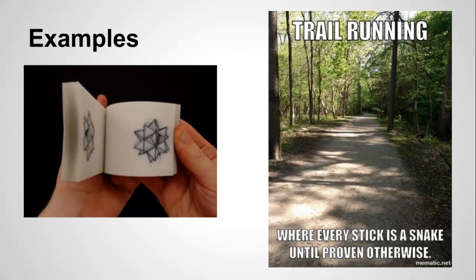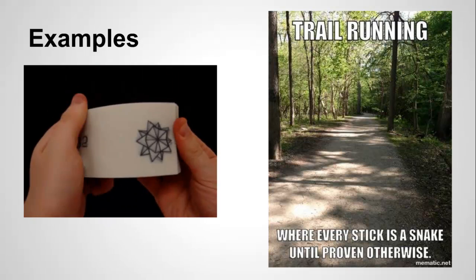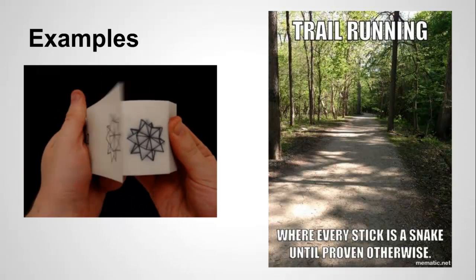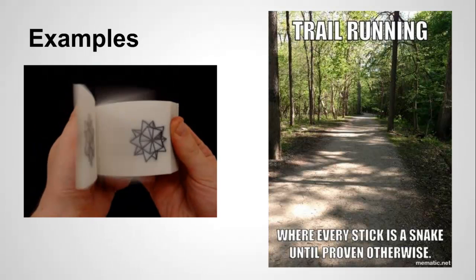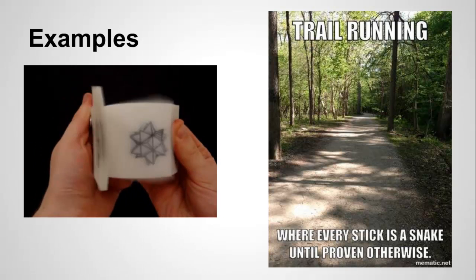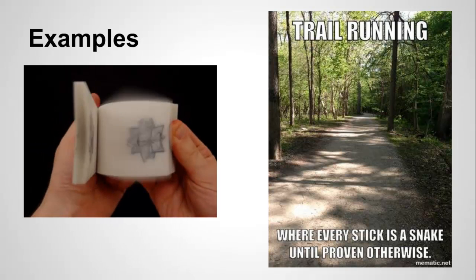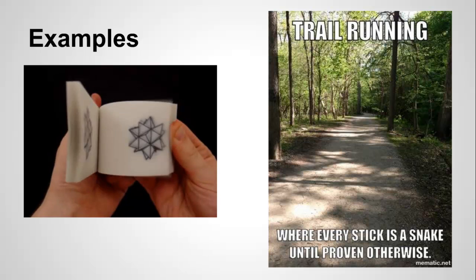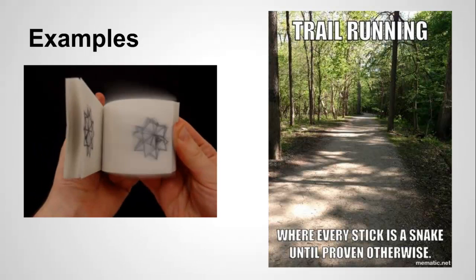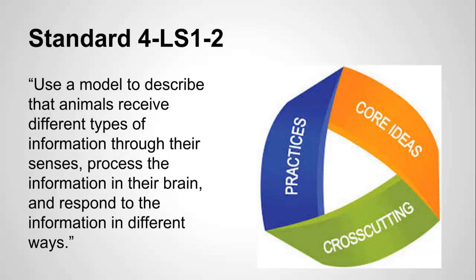So it sounds like you have an opportunity here to utilize flipbooks in your classroom, where you could have your students create flipbooks, and you could do this too, watch them animate the image, and then look at how this is a model for understanding how the brain interprets what the eye is seeing. So again, this was standard 4LS1-2. Use a model to describe that animals receive different types of information through their senses, process that information in their brain, and respond to information in different ways.